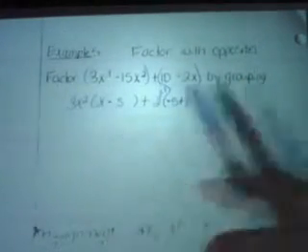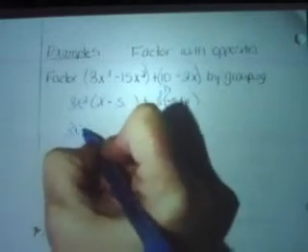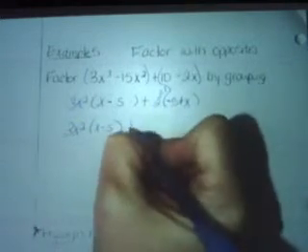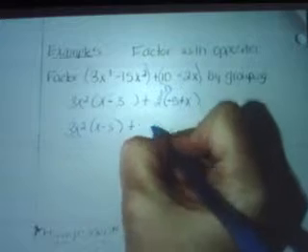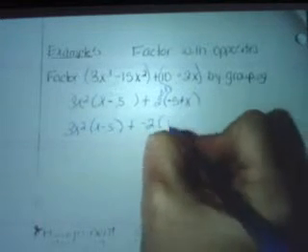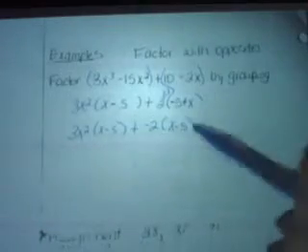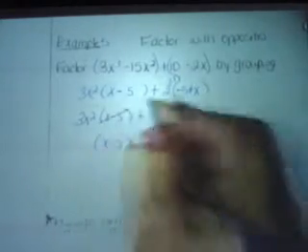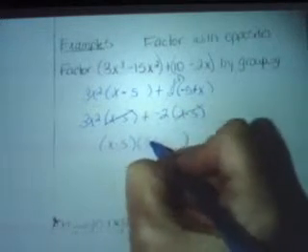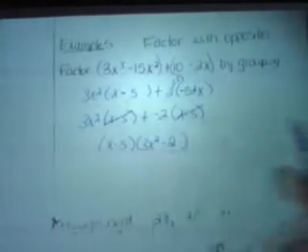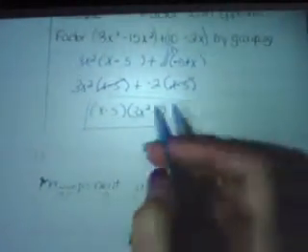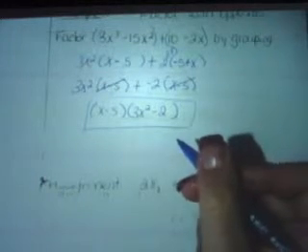So to make this look a little simpler, I'm going to have 3x squared times x minus 5 plus 2 times negative 1 is negative 2 times, and then I have x minus 5. Now I can see I have a common binomial, so I'm just going to factor it out. Everything else goes in parentheses, so I'm going to have 3x squared minus 2.